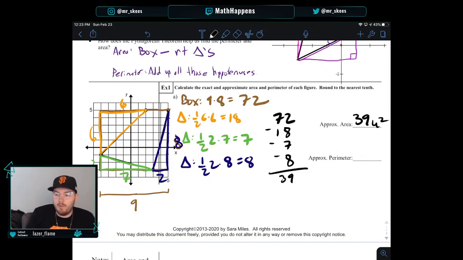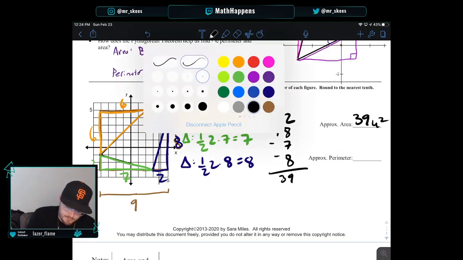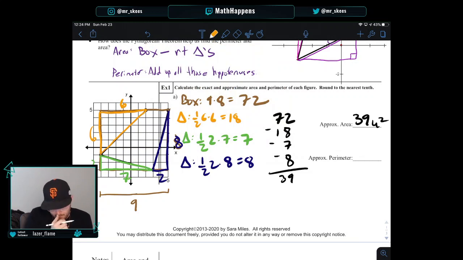And then the perimeter. Ooh, the perimeter, I will be perfectly honest, is not the most fun thing in the world, because what do we have to do? The Pythagorean Theorem 3 times over. So we have A and B for each of these triangles. We have 6 and 6, that's A and B, we need to find C. We have 2 and 7, that's A and B, we need to find C. We have 2 and 8, that's A and B, we need to find C. So A squared plus B squared equals C squared 3 times over.